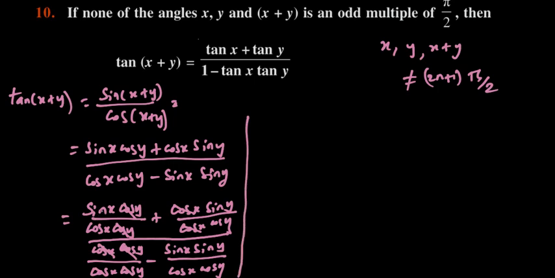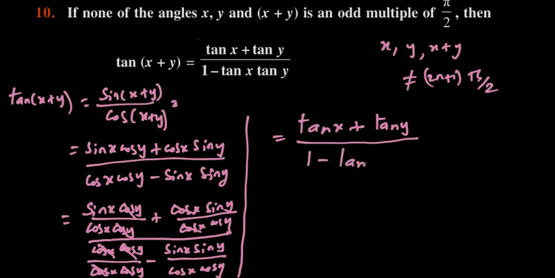In the first term we have sin x by cos x, which is nothing but tan x. Plus the second term sin y by cos y, which is nothing but tan y. Divided by, since the first term has cancelled, 1 minus sin x by cos x, which becomes tan x, and sin y by cos y, which becomes tan y. So we got tan x plus tan y by 1 minus tan x tan y.